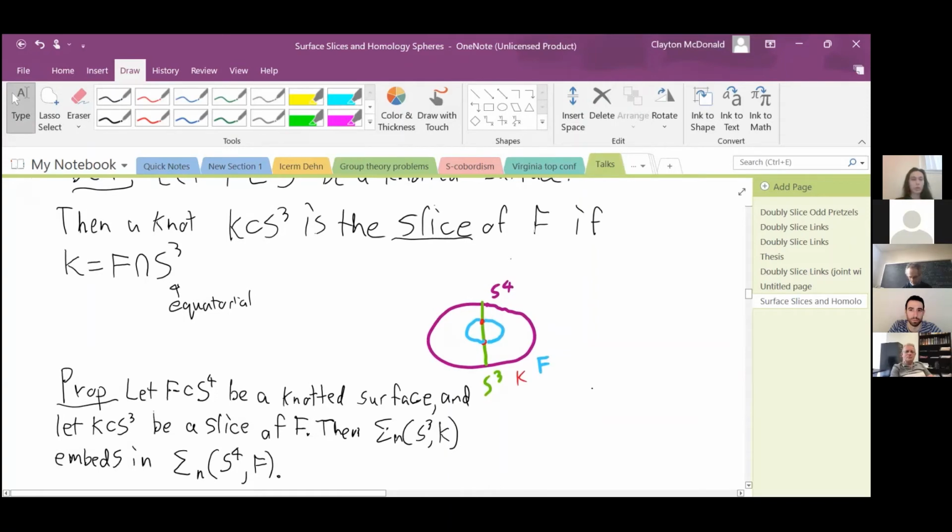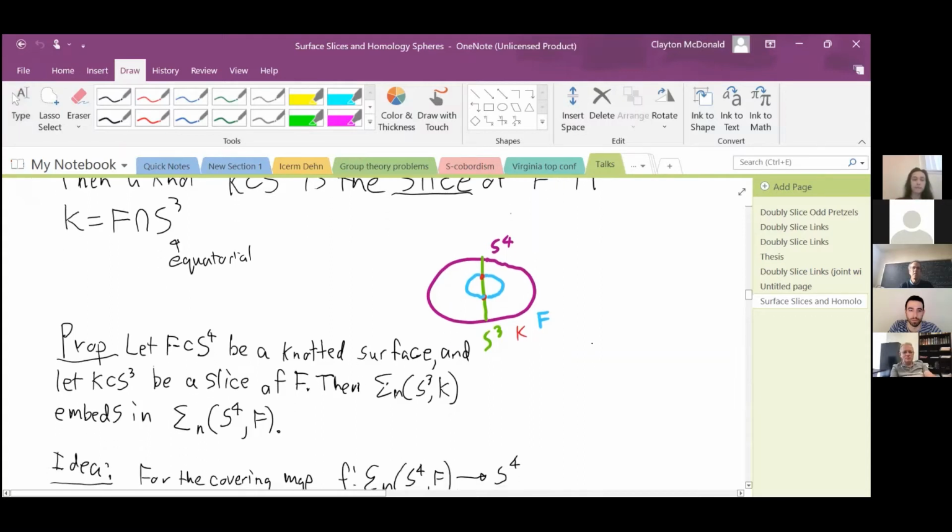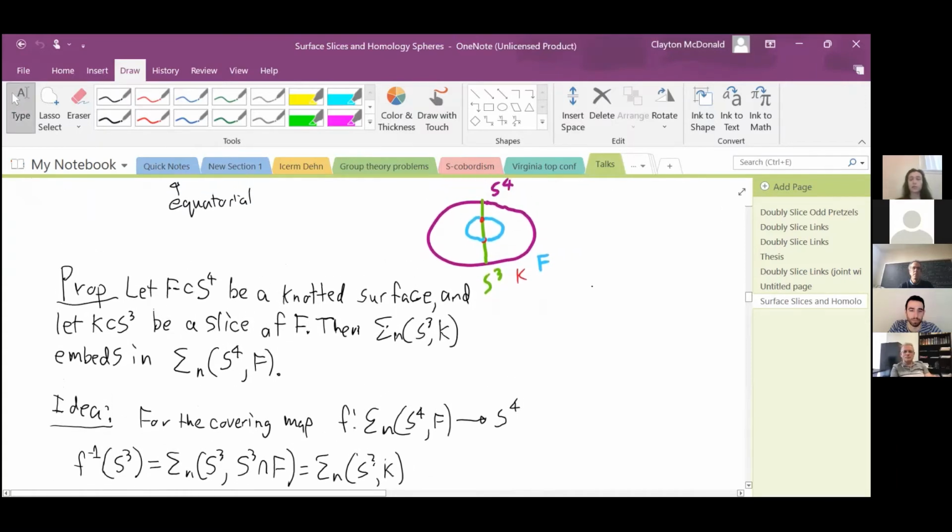Why do we care about this definition? Well, if F in S4 is a knotted surface and K in S3 is a slice of F, then there's this natural embedding of branched covers. The n-fold branched cover of S3 branched along K embeds in the n-fold branched cover of S4 branched along F. We'll only care about the double cover, but I wanted to state it more generally. The idea is that if you have this covering map to S4, then the preimage of the equatorial S3 is the n-fold cover of S3 branched along the intersection of S3 with F, which of course is K. So there's this natural embedding of branched covers.